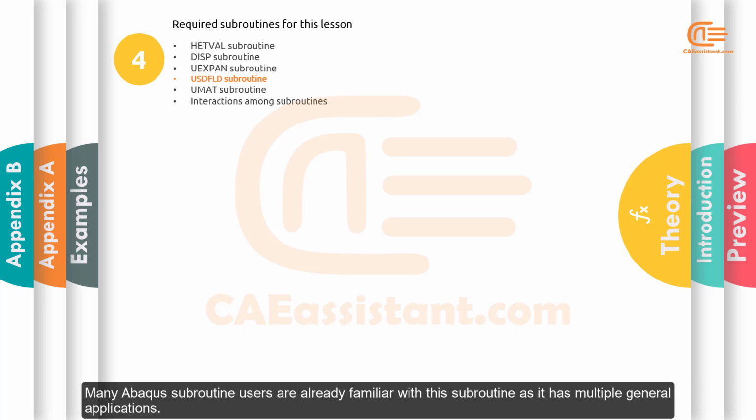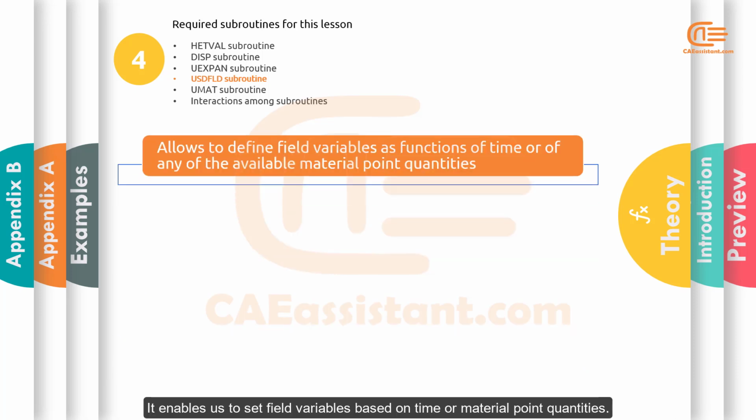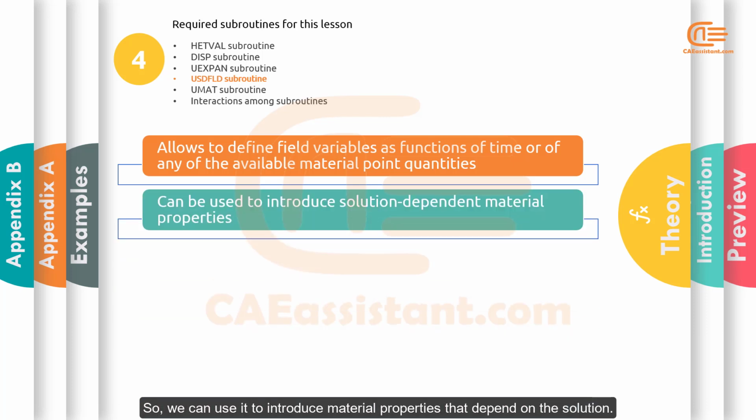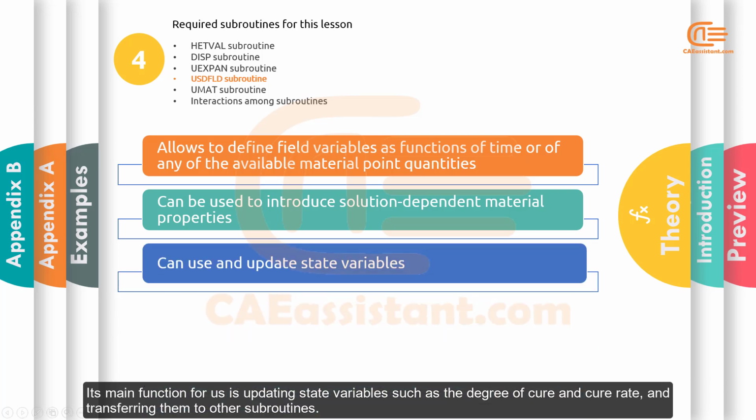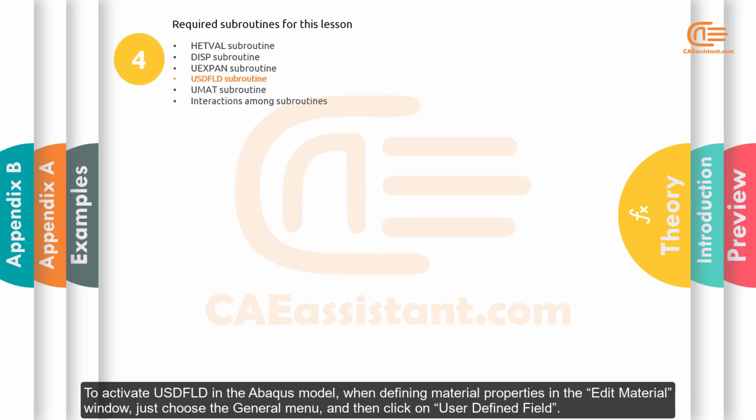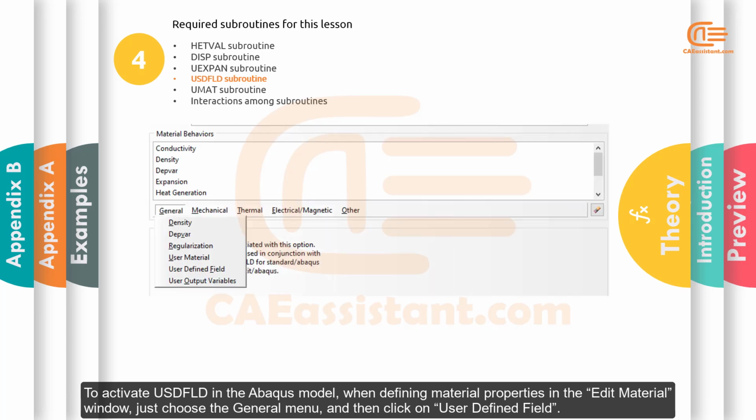Many Abaqus subroutine users are already familiar with this subroutine as it has multiple general applications. It enables us to set field variables based on time or material point quantities. So we can use it to introduce material properties that depend on the solution. Its main function for us is updating state variables such as the degree of cure and cure rate and transferring them to other subroutines. To achieve USDFLD in the Abaqus model, when defining material properties in the Edit Material window, just choose the General menu and then click on User Defined Field.